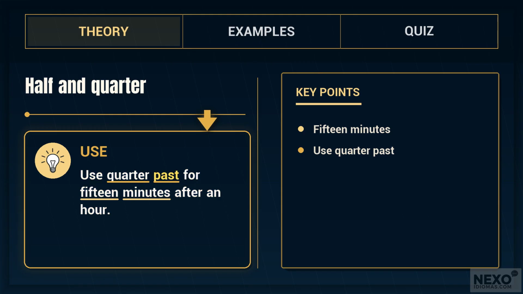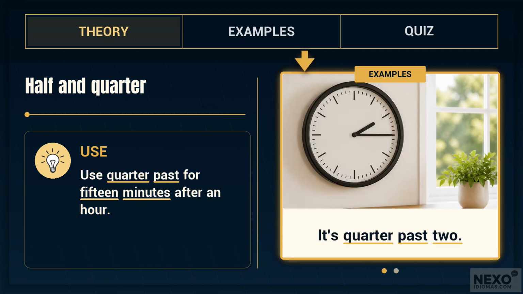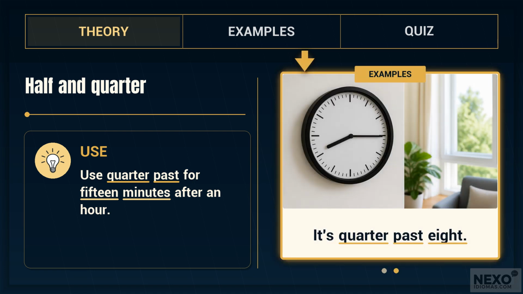Use quarter past for 15 minutes after an hour. Example. It's 2:15. Example. It's 8:15.